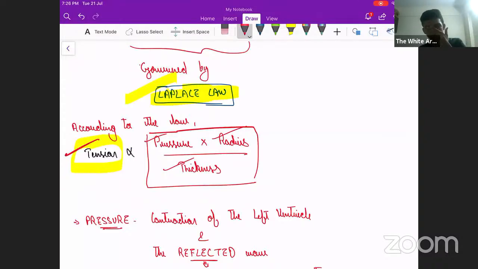So in case of a hypertensive, or if atherosclerosis has taken place, the thickness of the blood vessel increases. So what happens? Tension decreases. On palpating, you will find a thready pulse. You will not be able to make out the pulse.